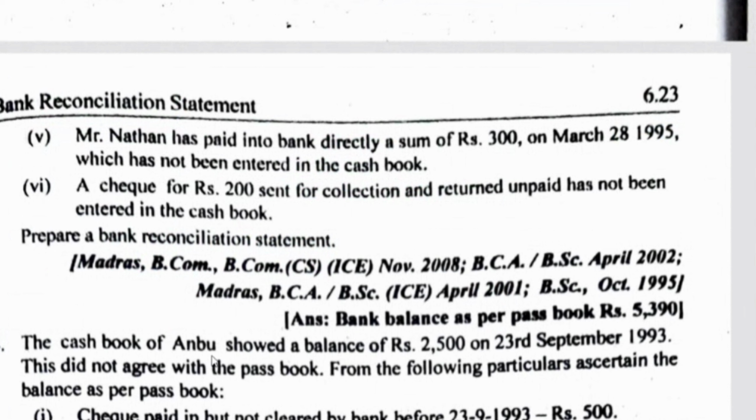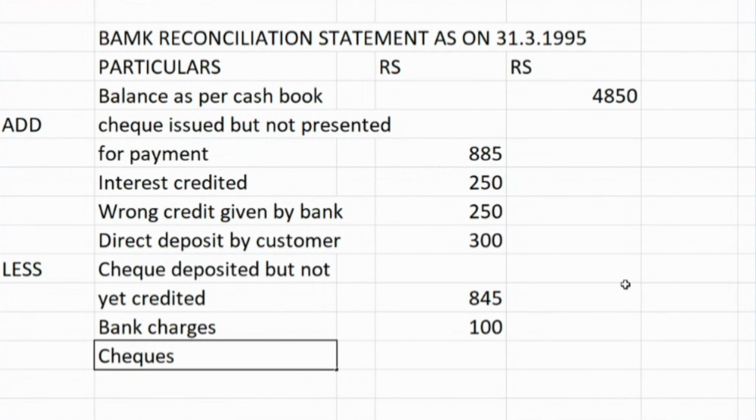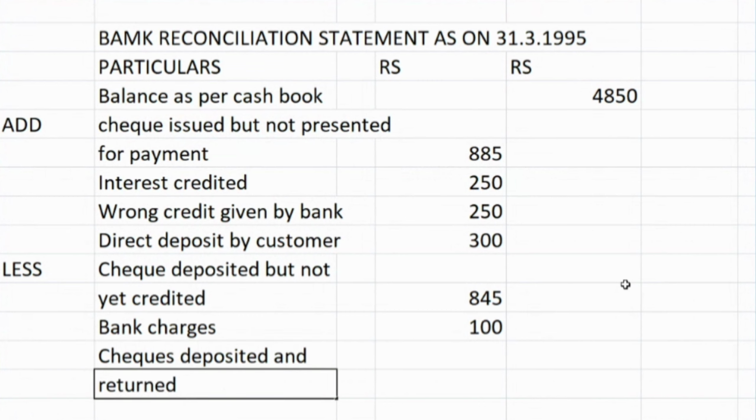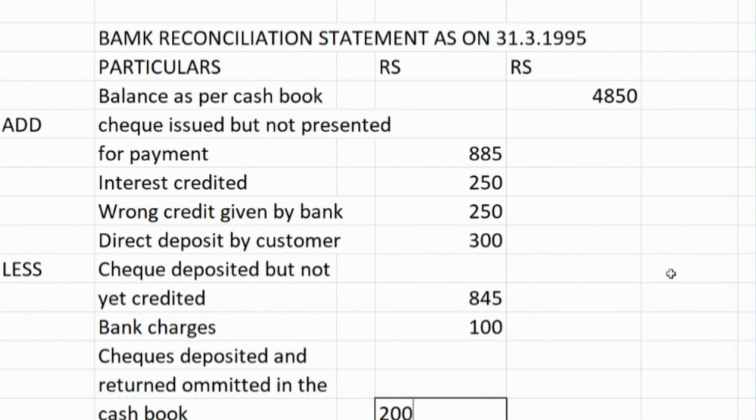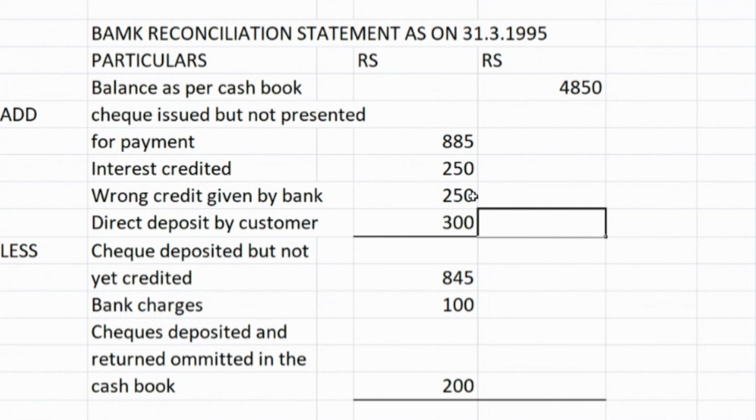Next is a check for 200 sent for collection and returned unpaid has not been entered in the cash book. So unpaid in the sense it has been dishonored. So the bank has dishonored the check which we have deposited, but the accountant is unaware of it. The accountant records it on the receipt side. So the cash book balance still remains increased. Therefore, we are going to record this transaction as check dishonored by bank in the less category, with the amount recorded in the inner column.